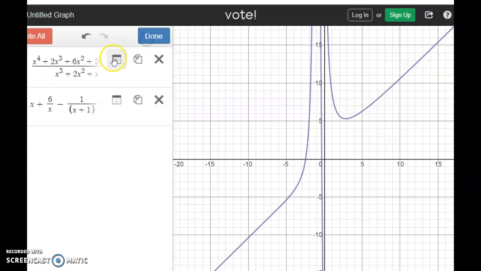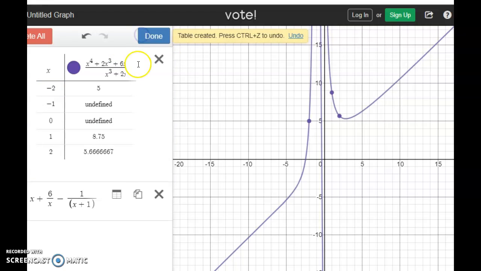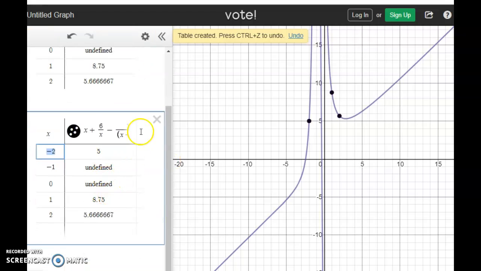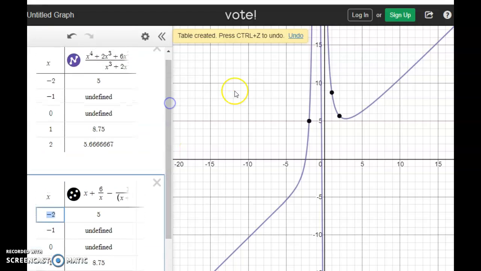You can also use your table and see what the y values are, except a lot of undefined values here, which should make sense considering we just finished the whole unit on rational functions.